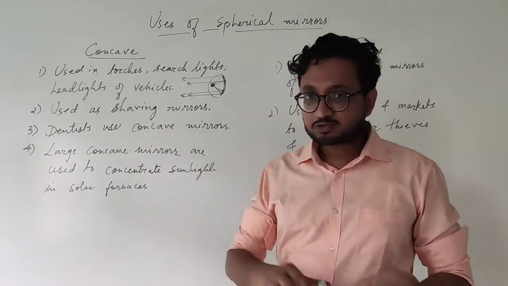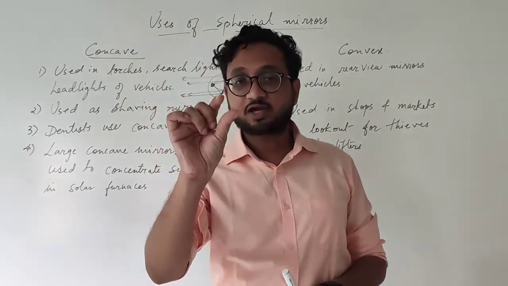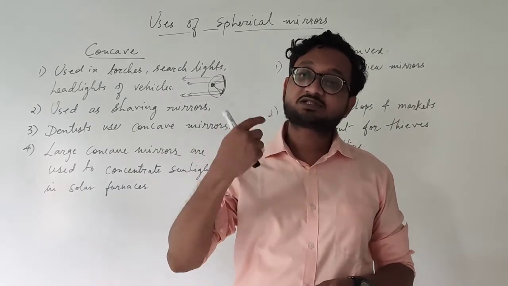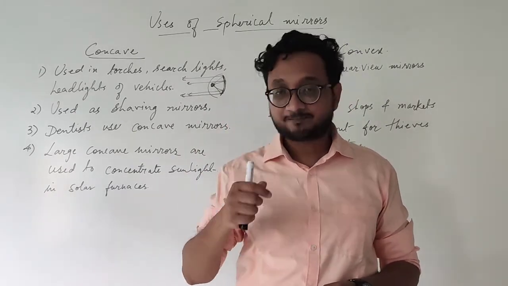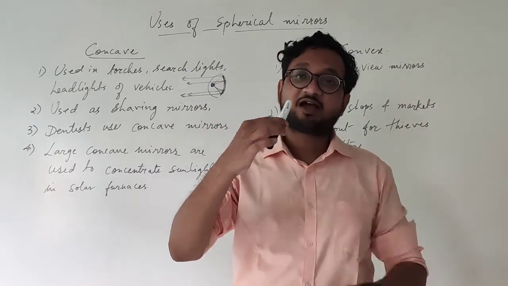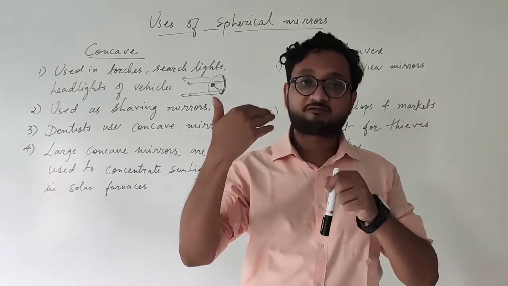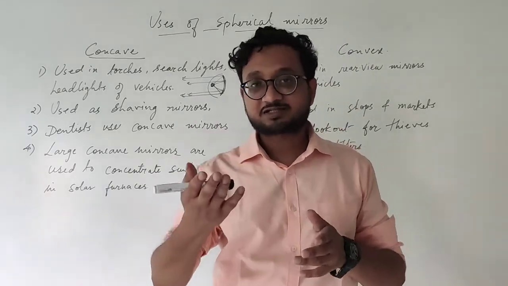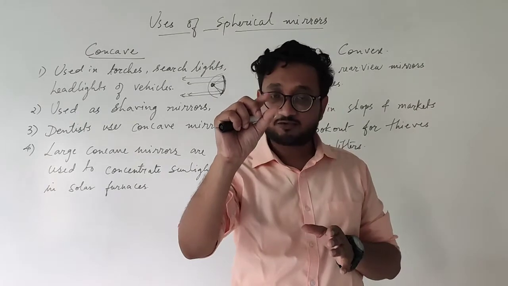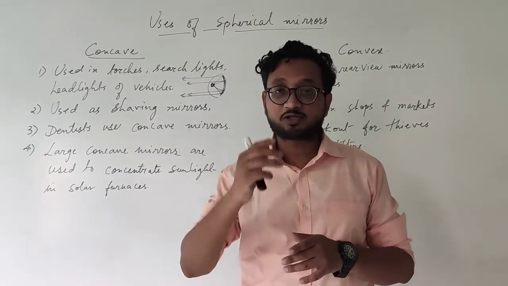Similarly, dentists use very small concave mirrors, okay, to see if there are any problems in the teeth, because they cannot see the back side of the teeth, right? So they use a small concave mirror on a very thin stick and they place it in your mouth and see the reflection of the tooth that is giving you the pain, so the dentist can have a very large view of that particular problem or your teeth.